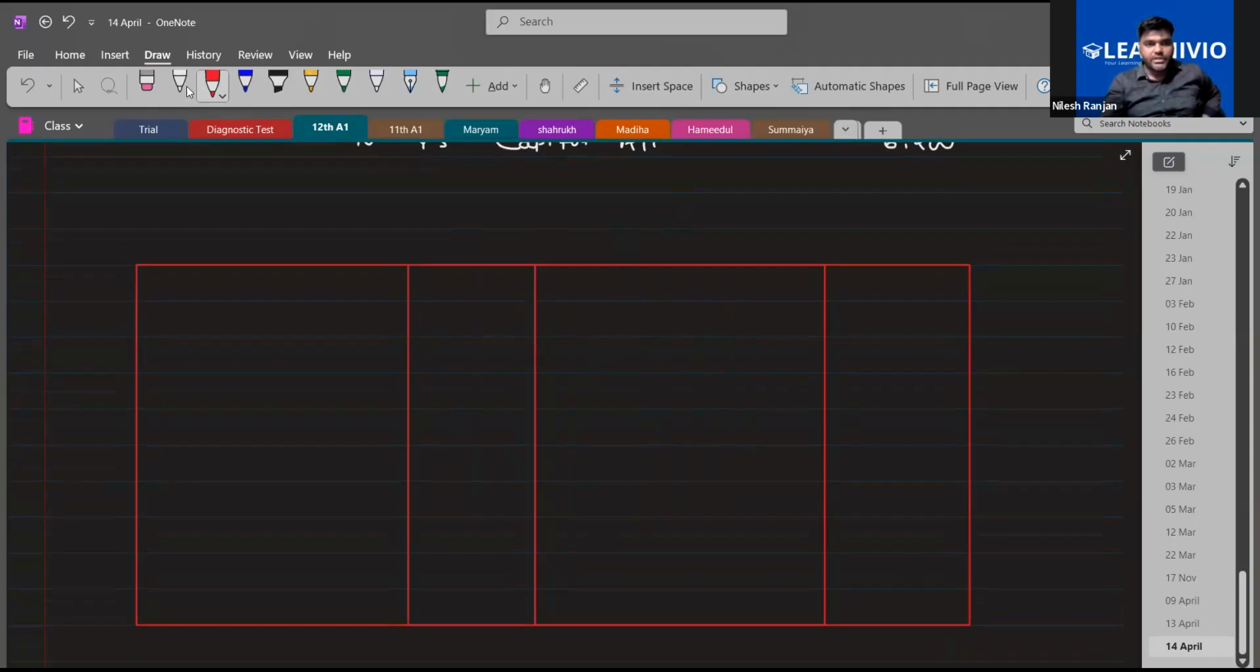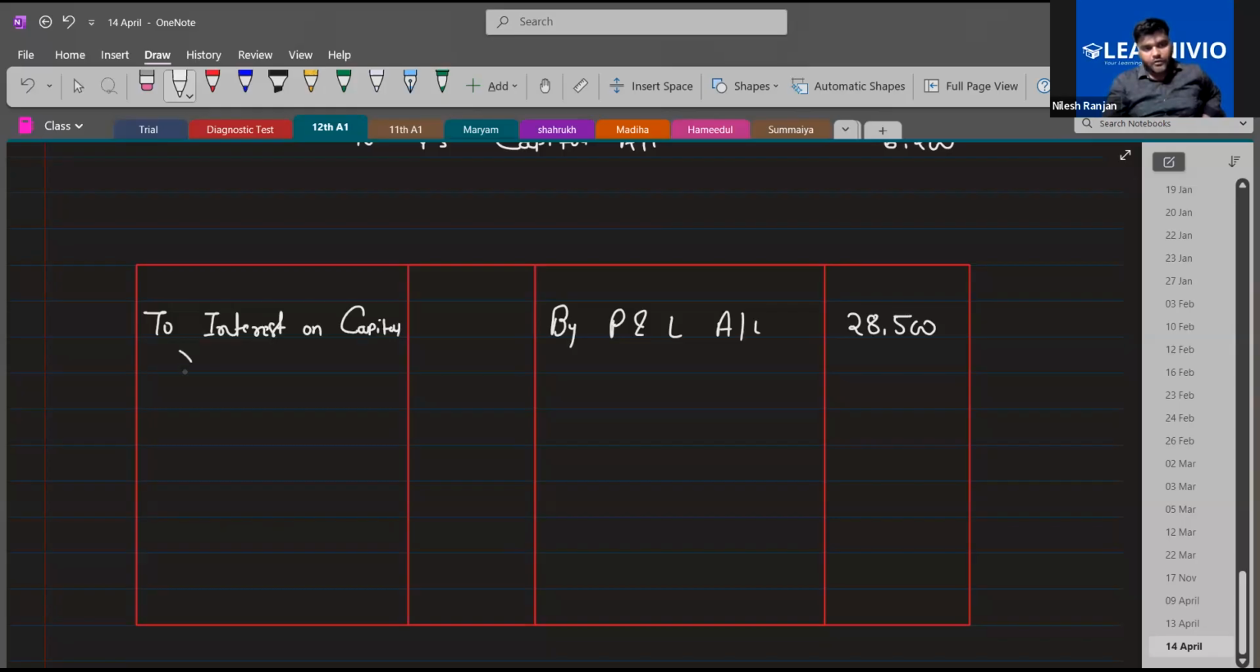then we will write by profit and loss account 28,500, and interest on capital on the debit side for X, and for Y it will be 4,000 and 3,000. So total will be 7,000. Then to Y salary 6,000.